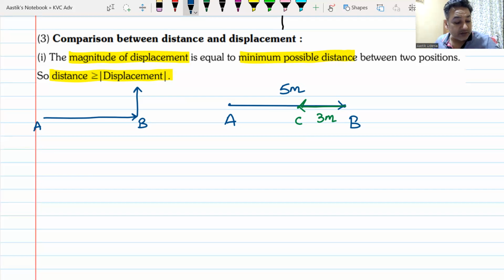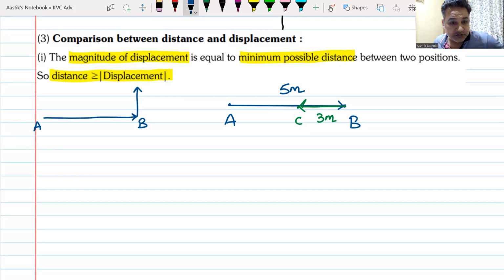But whenever they ask you distance traveled, then be careful because it may happen that the particle has turned somewhere, and then you will have to understand the entire motion to find out the distance traveled because you have to look at the path. Do we understand this? Yes, sir.